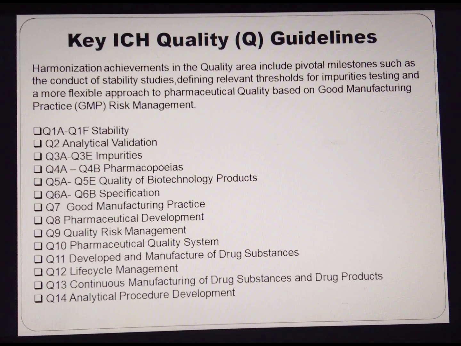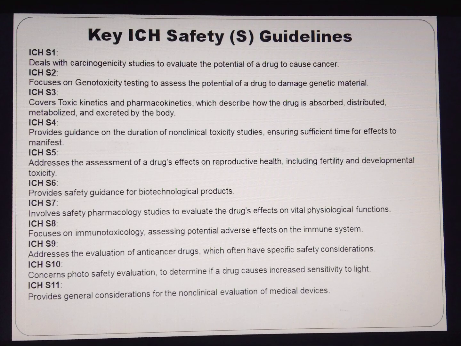Key ICH safety guideline. ICH S1 deals with carcinogenicity study to evaluate the potential of a drug to cause cancer. ICH S2 focuses on genotoxicity testing to assess the potential of a drug to damage genetic material. ICH S3 covers toxicokinetics and pharmacokinetics, which describe how drug is absorbed, distributed, metabolized, and excreted by the body. ICH S4 provides guidance on the duration of non-clinical toxicity study, ensuring sufficient time for effect to manifest.